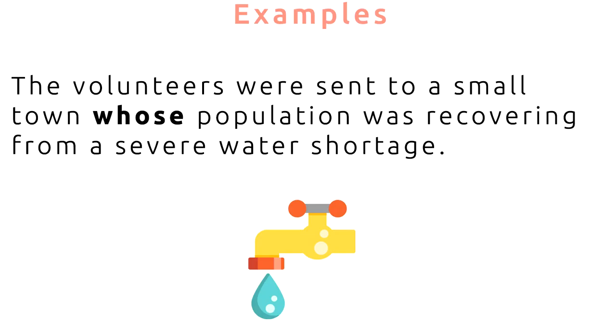Let's look at one more example. The volunteers were sent to a small town whose population was recovering from a severe water shortage. In this sentence, whose replaces the possessive pronoun its. Its is referring to the town. We could separate this example into two different sentences. We could say, the volunteers were sent to a small town, full stop. Its population was recovering from a severe water shortage. But instead of having two sentences, we've merged them into one and used whose.